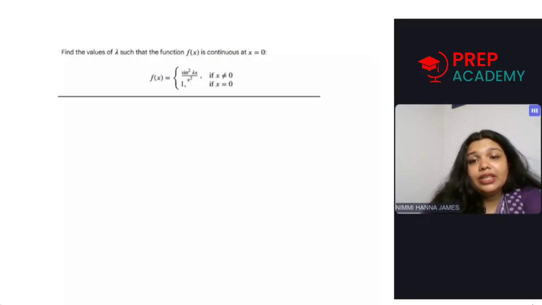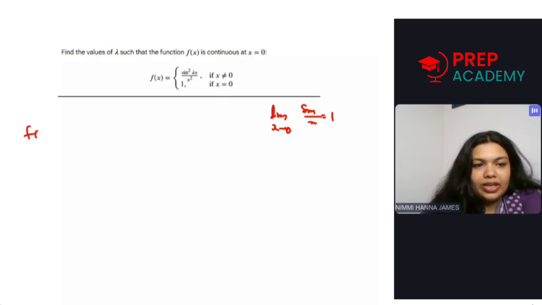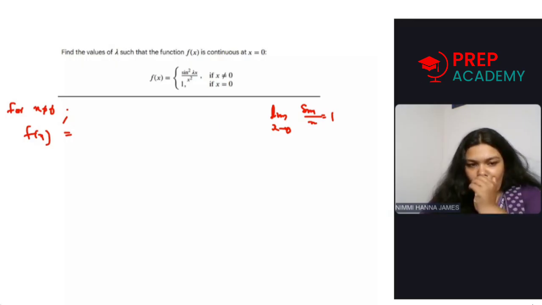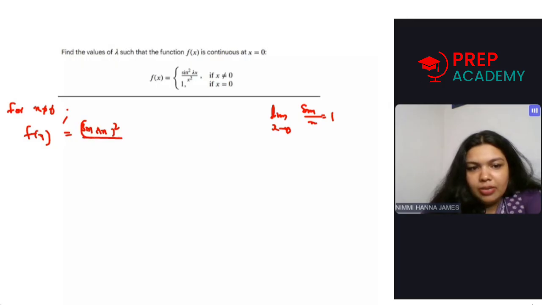Here also I am using the rule: limit x tending to 0 of sin x by x is equal to 1. But here it is sine square, correct? So I am rewriting the equation: for x not equal to 0, f of x is equal to sine lambda x the whole square by x square.